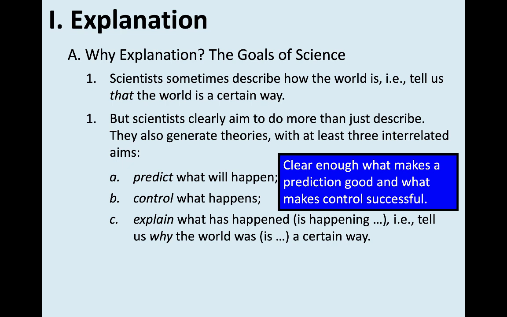Now, I just want to be very clear about this. It's not that it's trivial what prediction is or what control is. It's just that you hopefully have a pretty good grip on each of them. So to predict an outcome is to say it will happen, and to control an outcome is to intervene in a way that produces an outcome that you intend.